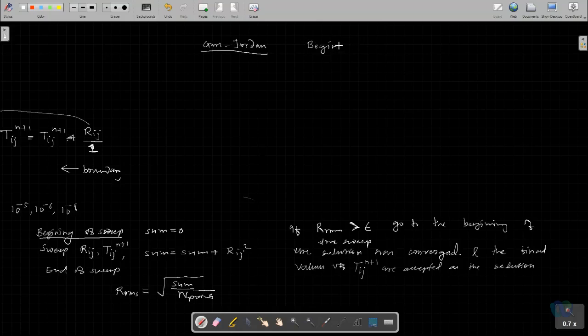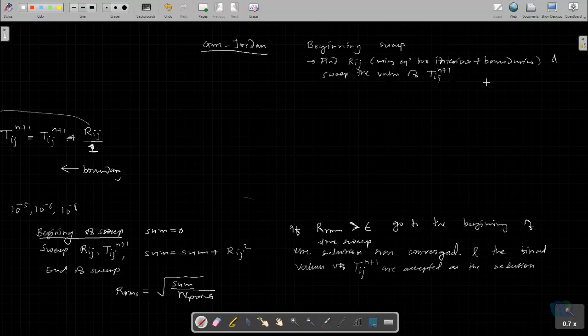So we have the beginning of sweep. And then we find Rij using the equations for interior points, interior plus boundary points, or boundaries, and sweep the value of Tij n plus 1. Okay, simply find out Rij and find out the Tij.